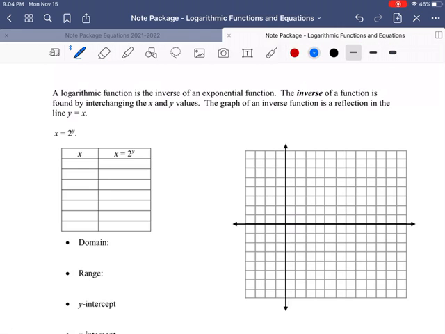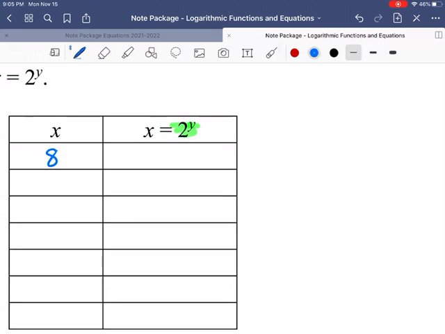All right, so given this function, x equals 2 to the y, we are going to graph the inverse of it. So if x is 8, what exponent with base 2 would give us 8?